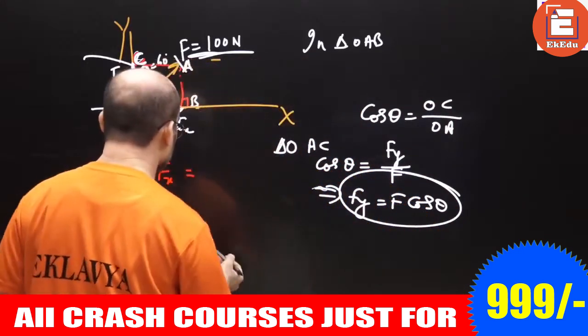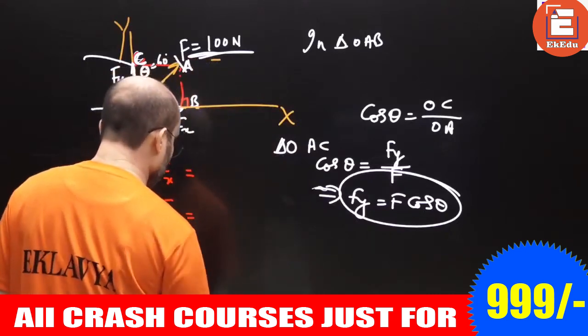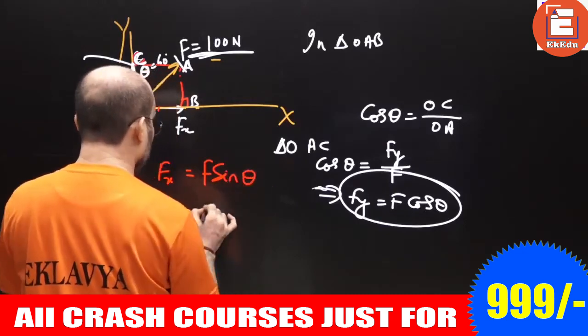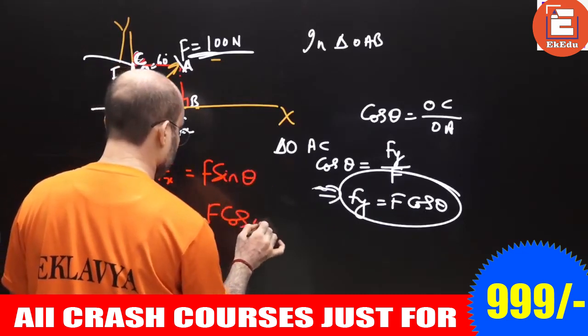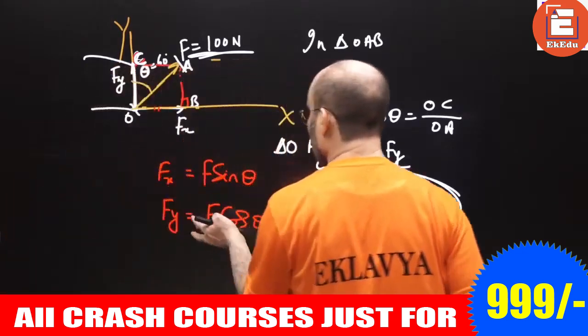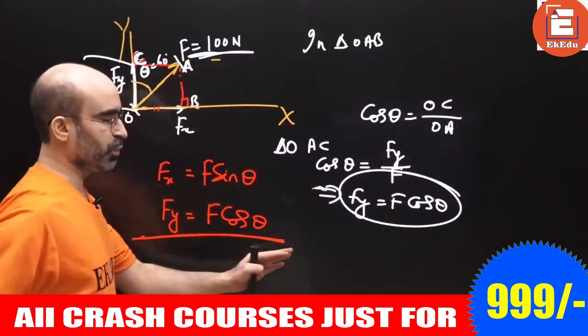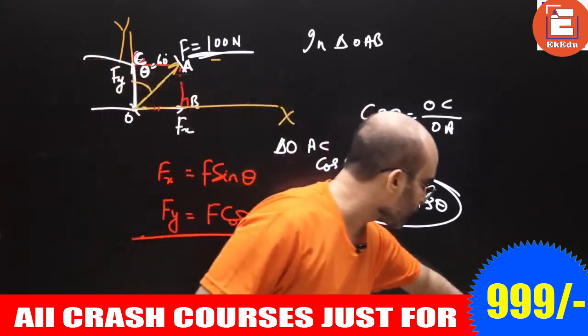Similarly, we have Fx. Fx would be F sine theta. Fy would be F cos theta. This is very simple. Now, let us take another example.